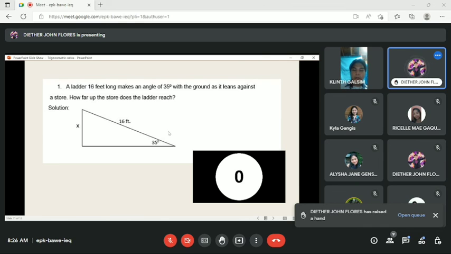So I come up with the equation x is equal to 16 sine 35 degrees, and I simply input it in my calculator, and the outcome is 9.18 feet. Okay, very good, Dieter. Looks like you really listened to our class discussion. So any questions or clarifications?